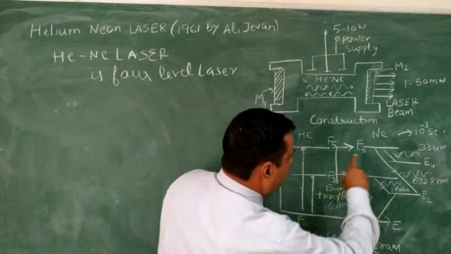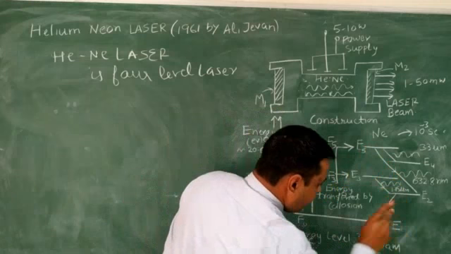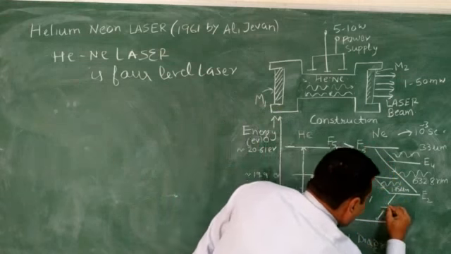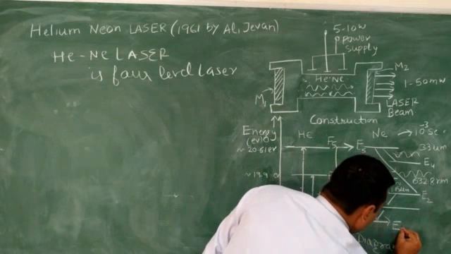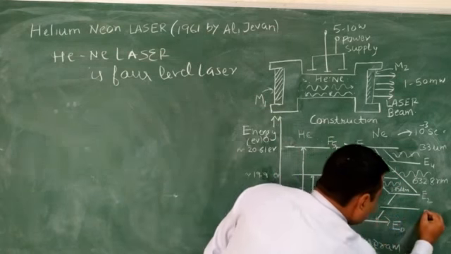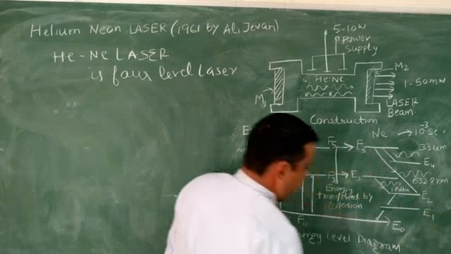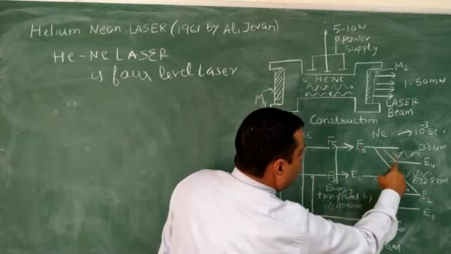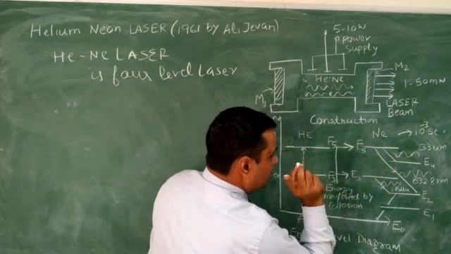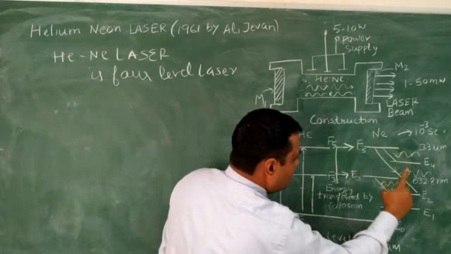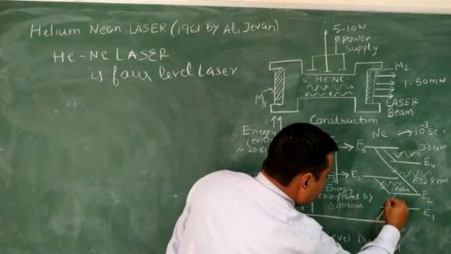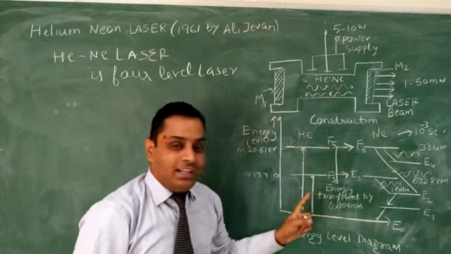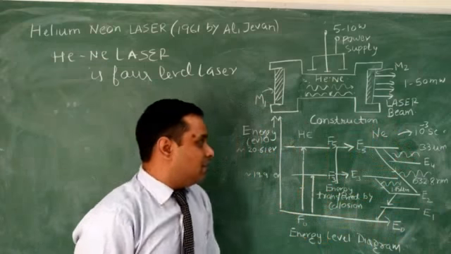Here we can make a correction. There is another state, that is E0. If we take E0, and this is E1, this is 2, this is 3, and this is 4. Means we have 4 levels. So that's why it is called the 4-level laser.